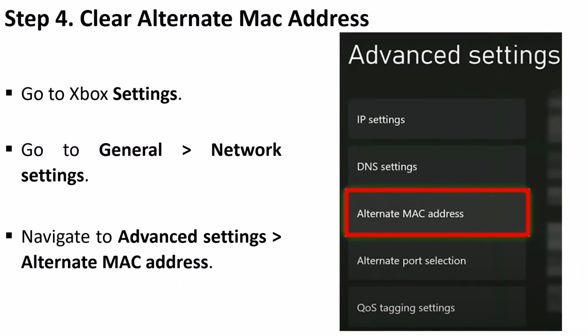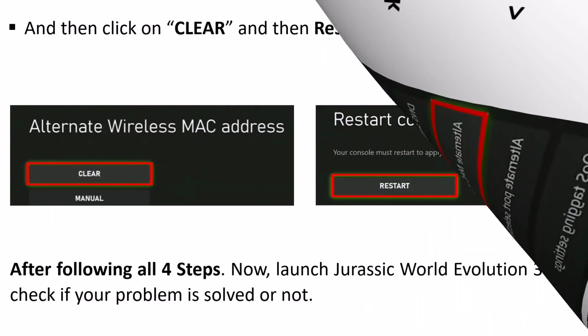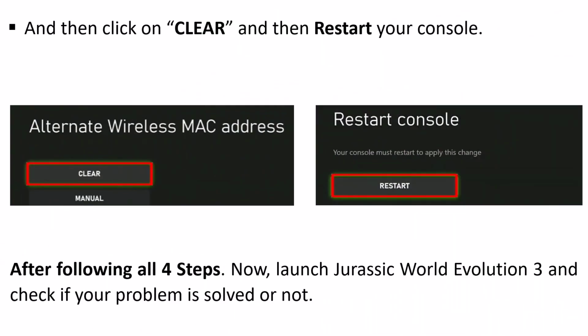Step 4 is to clear alternate MAC address. So go to Xbox settings, go to general network settings, navigate to advanced settings, alternate MAC address and then click on clear and then restart your console. After following all 4 steps, now launch Jurassic World Evolution 3 and check if your problem is solved or not.